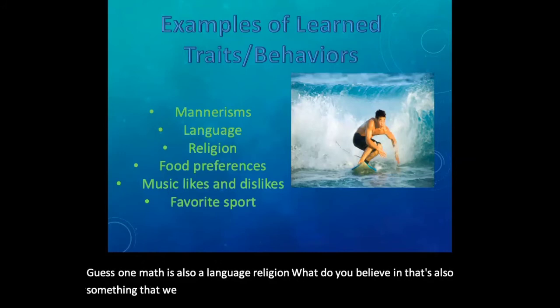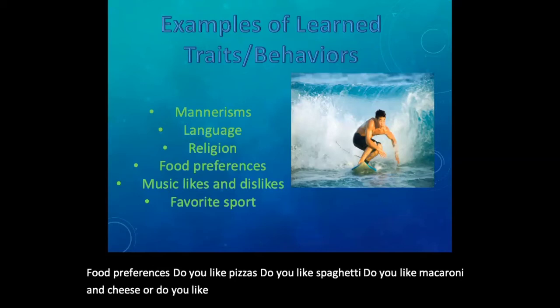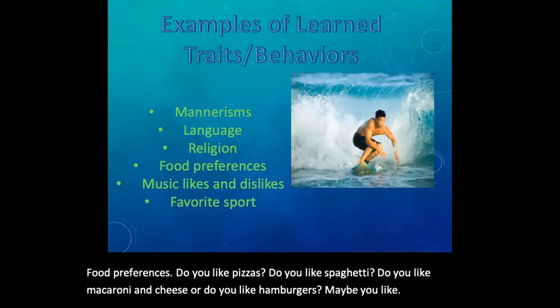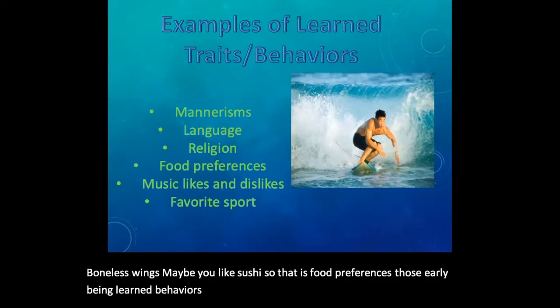Food preferences. Do you like pizza? Do you like spaghetti? Do you like macaroni and cheese, or do you like hamburgers? Maybe you like boneless wings. Maybe you like sushi. So that is food preferences. Those are learned behaviors or traits that are learned.